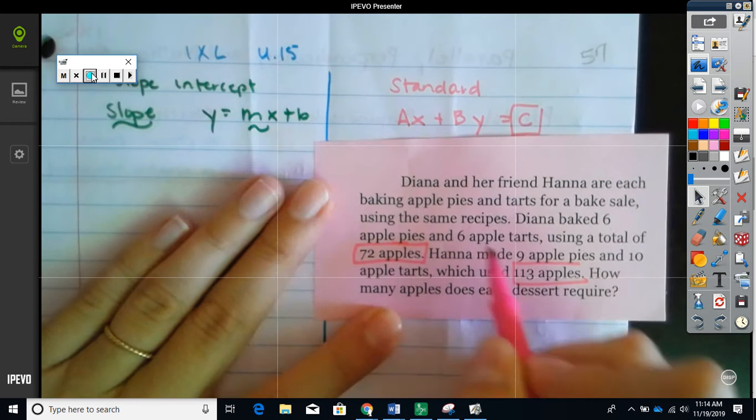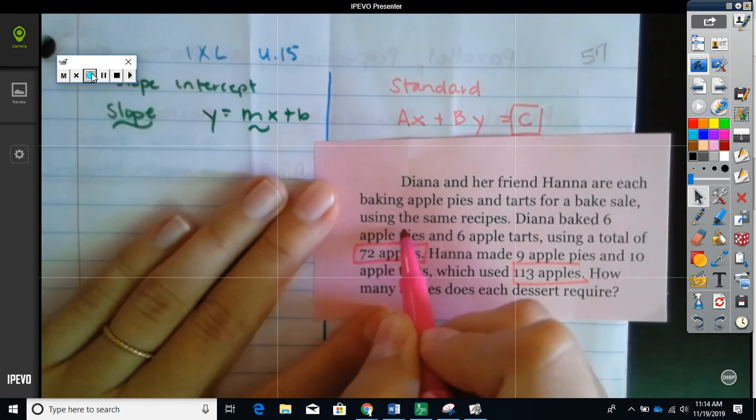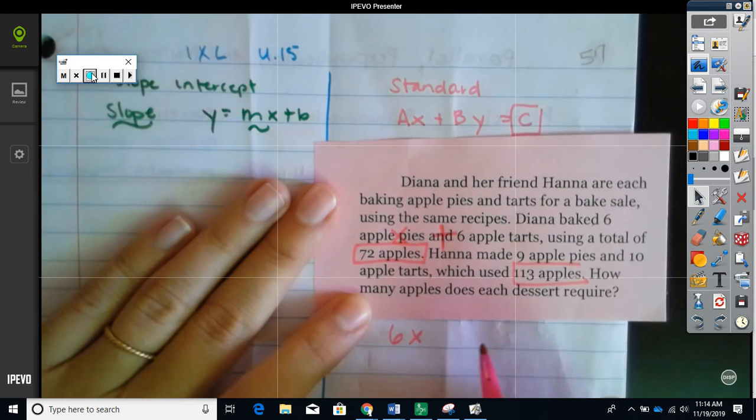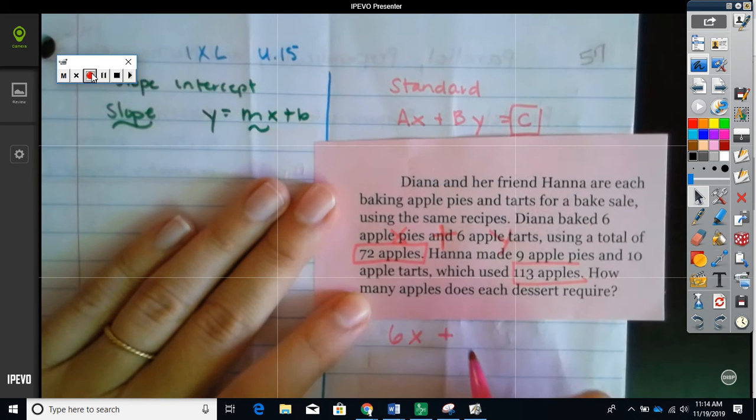Here there's a total, so it says 6 apple pies, so that's 6x, and that means plus, because standard form says we do plus, 6y equals a total of 72.